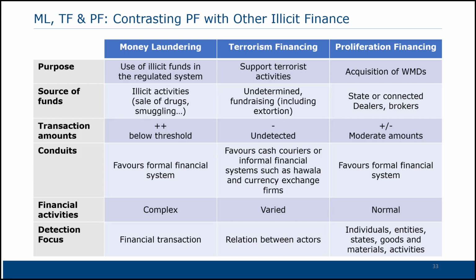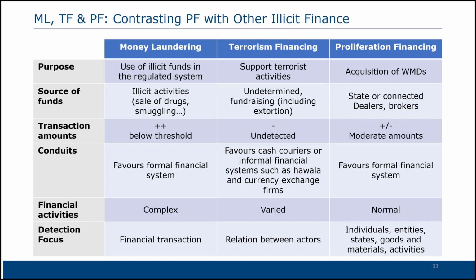When comparing purpose, the aim of money laundering is to introduce illicit funds into the formal financial system to make it appear legitimate. Terrorist financing is used to support terrorist activities, while the ultimate goal of proliferation financing is to acquire weapons of mass destruction and/or dual-use goods.